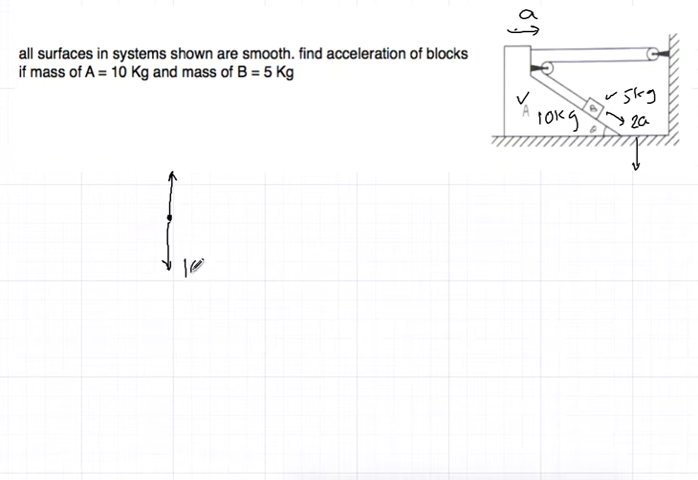Obviously there is a 100 Newton. Why? Because it's the gravitational force. There's an N. What is this N? This N is nothing but the contact force between the surface and 10 kg. There's an N dash. What is this N dash? This N dash is nothing but the contact force between B and A.